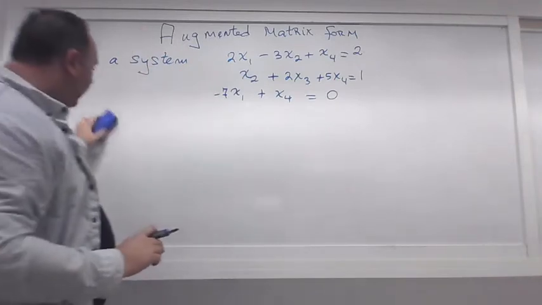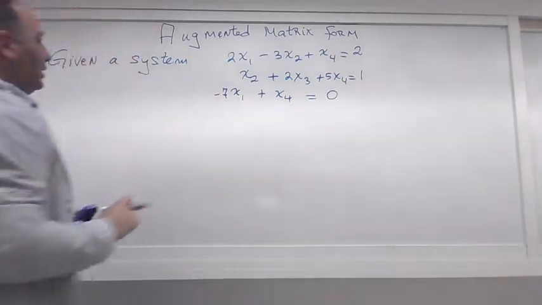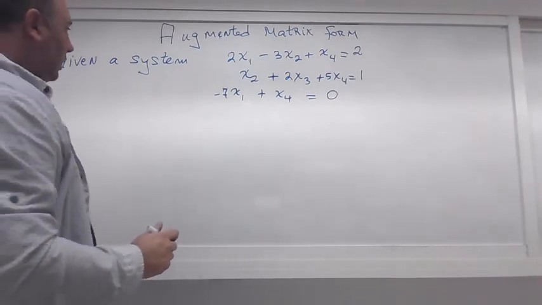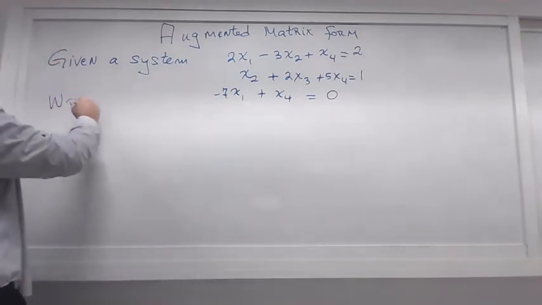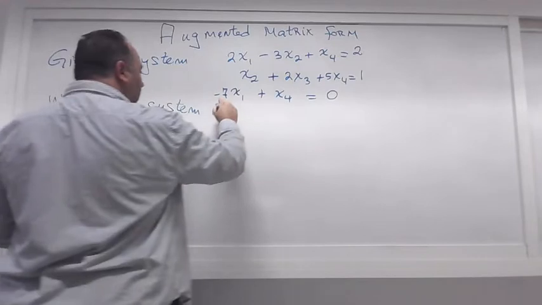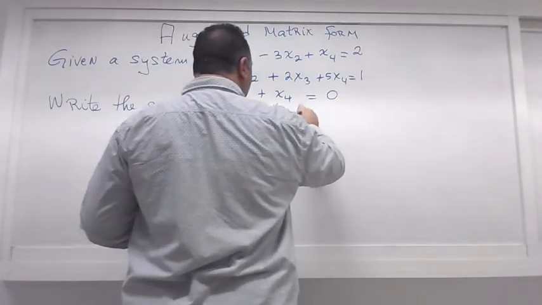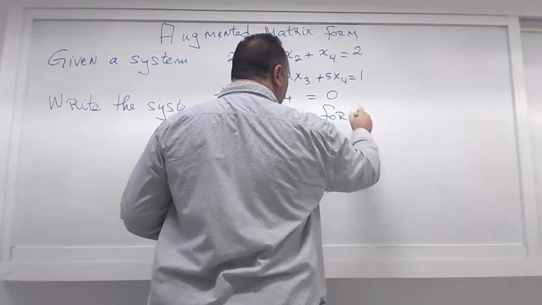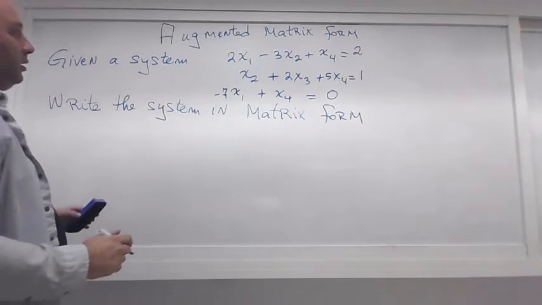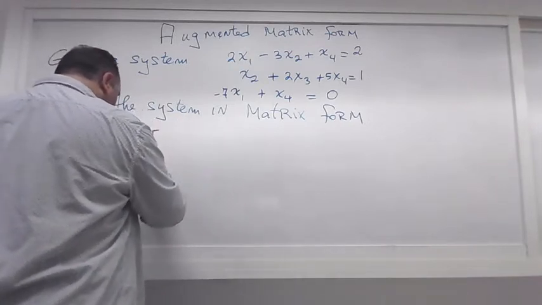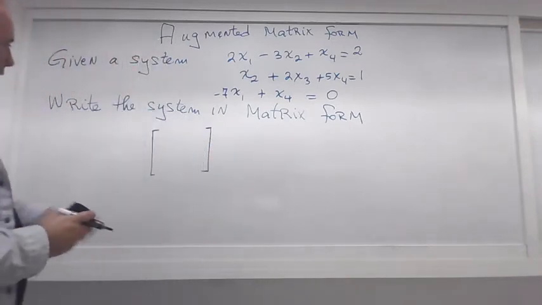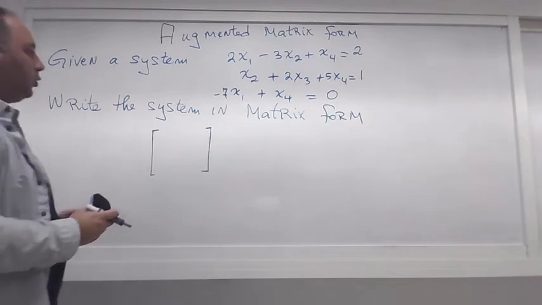Okay, we are not going to solve it yet. The idea is just to see how to write it in matrix form and then how to write it in augmented matrix form. So write the system in matrix form, and then you will see how to write it in augmented matrix form. So first thing, I need to write my matrix. So what is a matrix? It's a container, and the brackets, normally we use square.